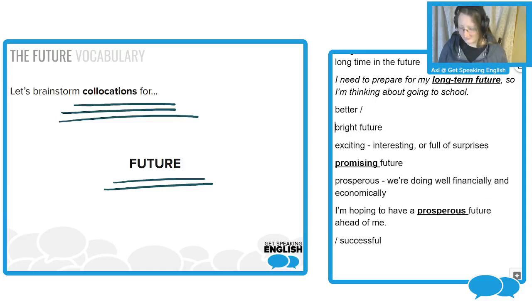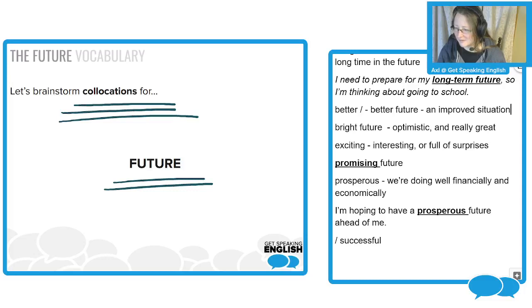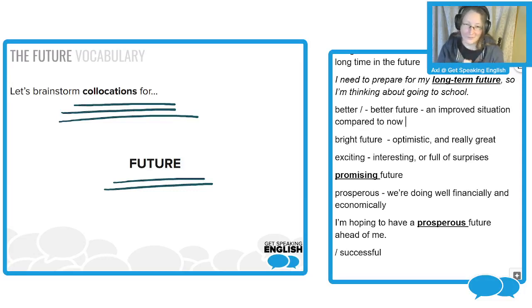If we're talking about a bright future, then, you know, really optimistic, and really great. And obviously, if we want a better future, that would be an improvement. So if we're looking for a better future, we want to hopefully make some improvements so that we're in a bit better situation in the future. All right, perfect.